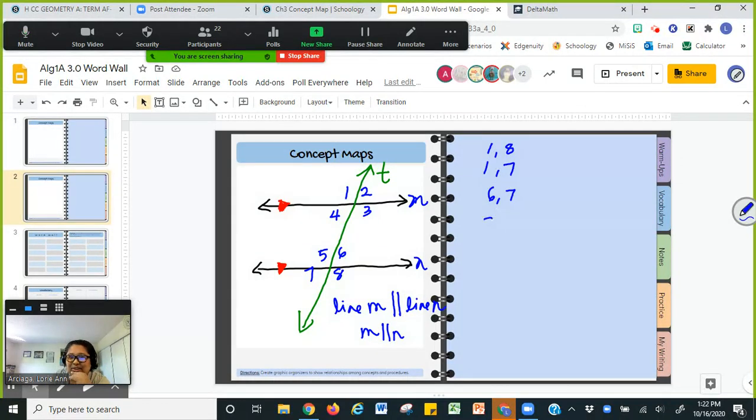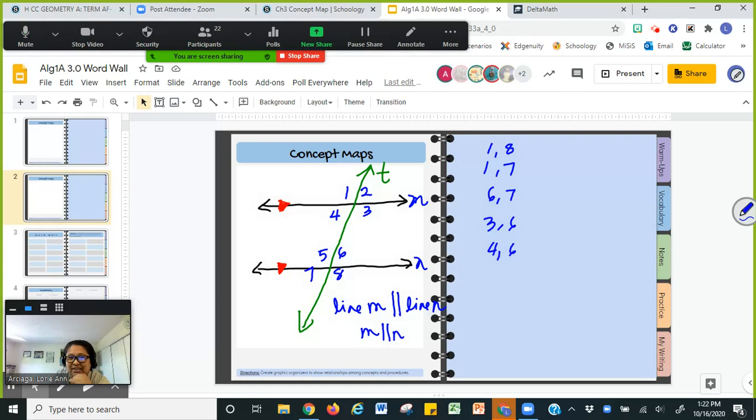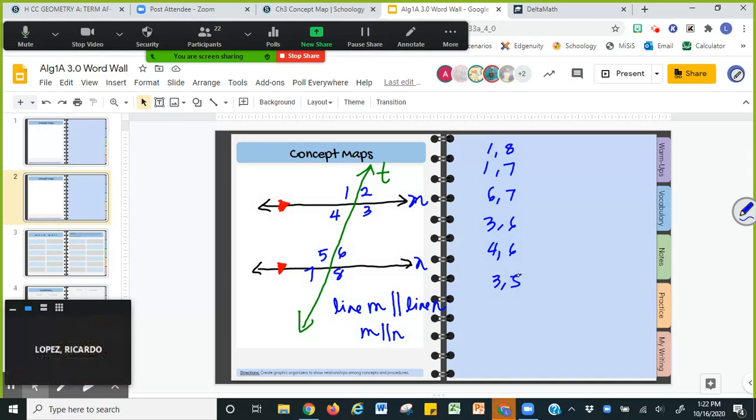Next. 3, 6. Very good. Very good, Mishka. Next. 4, 6. Very good, Ismail. I only hear like one or two voices. Come on, guys. Okay, next. 3, 5. Very good. Very good, Ricardo.